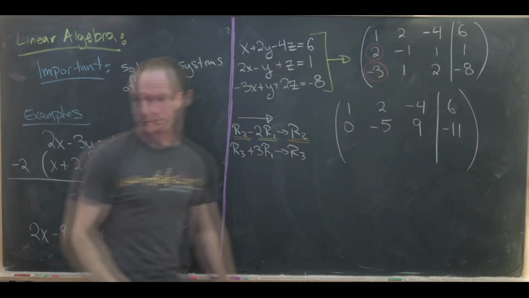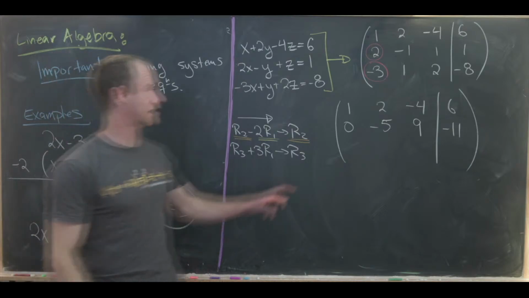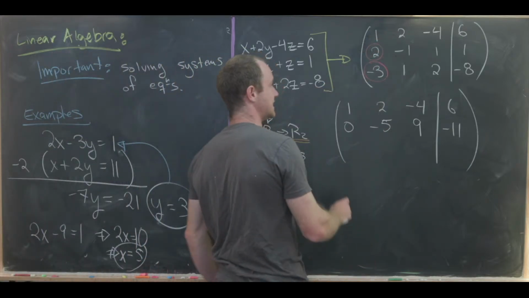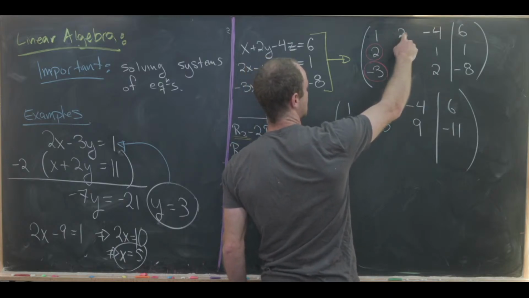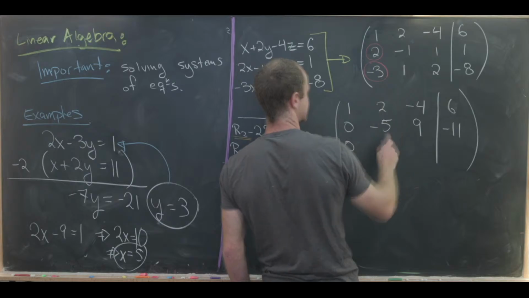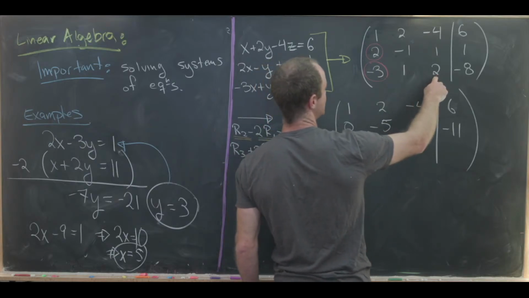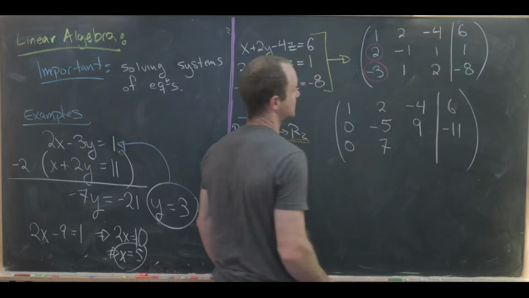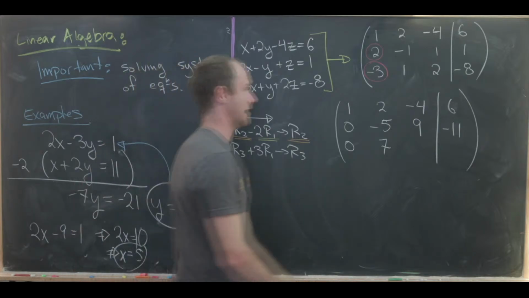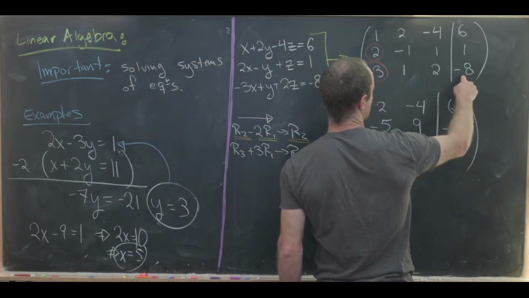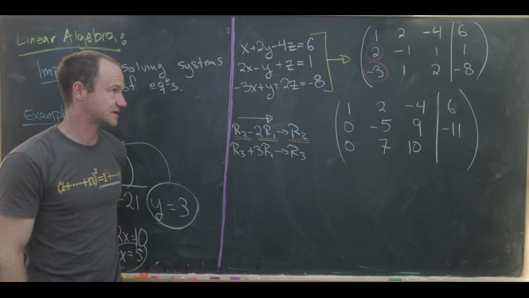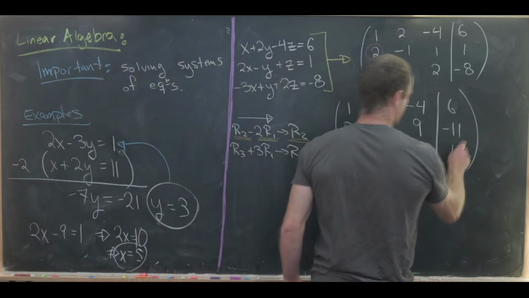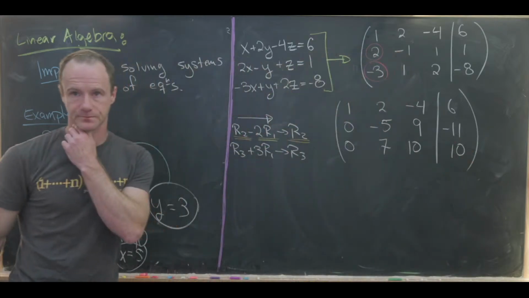Is that right? Okay, and then same thing here. Negative 3 plus 3 is 0. 1 plus 6 is 7, right? 2 plus 12 is 14. Then negative 8 plus, what's 3 times 6? 18, so that's 10. So we have something like that.